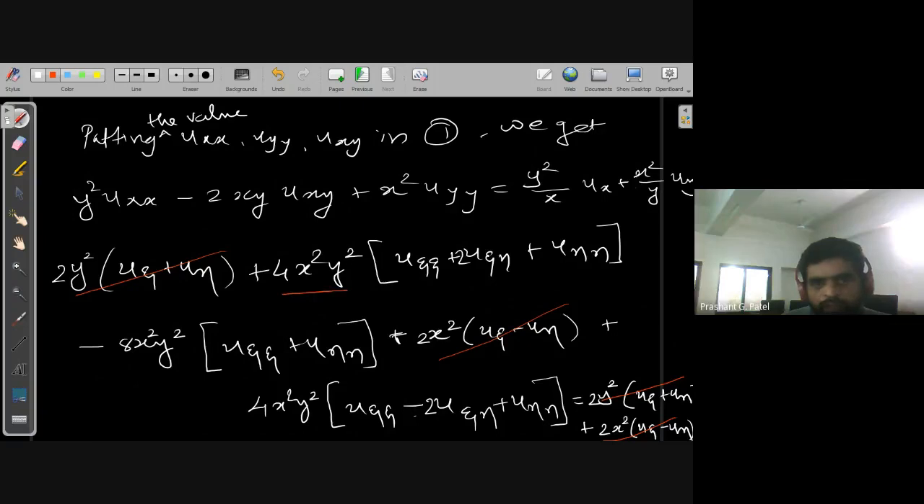Now this 4x square y square will multiply here. So that 4x square y square is also multiplied here. And this is of minus sign. So that's why this value is also cancelled out. This is 8, this 4x square y square into 2 plus 2 times u xi eta, and this is also 8. So this will also cancel out.